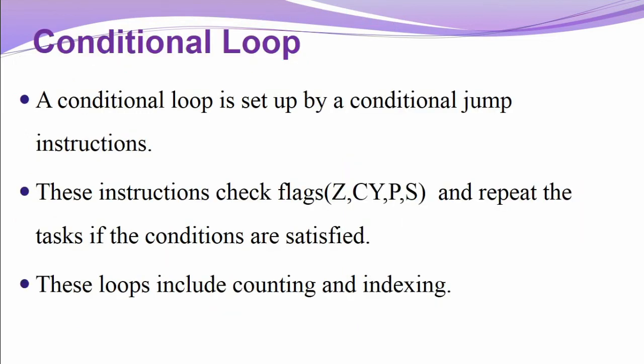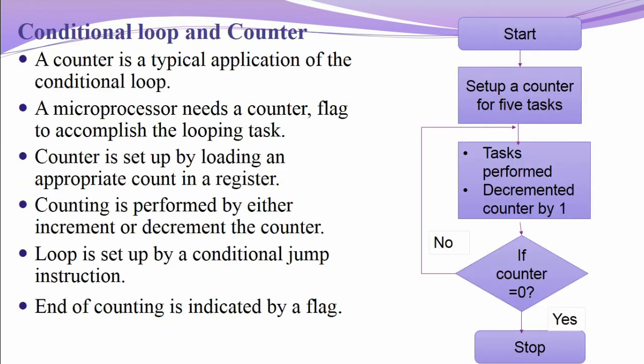Conditional loop. A conditional loop is set up by a conditional jump instruction. These instructions check flags like zero flag, carry flag, parity flag and sign flag and repeat the task if the conditions are satisfied. These loops include counting and indexing. Conditional loop and counter. A counter is a typical application of the conditional loop.